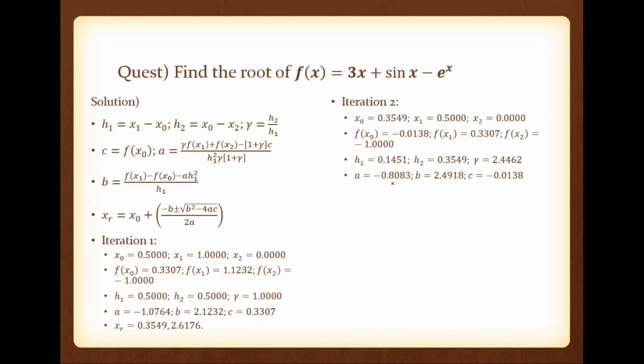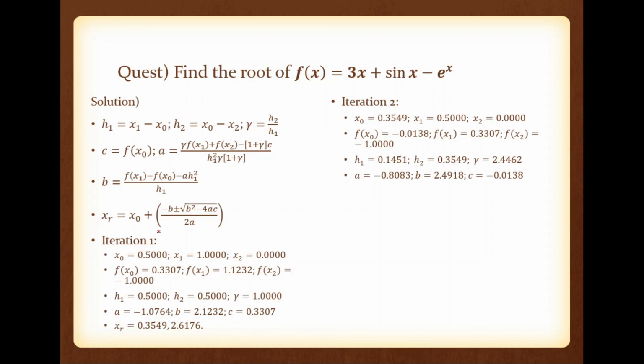So you can find B. B is equal to 2.4918. Means substitute f of x1, f of x0, and this new A. Please note, you have to substitute the new A. Then this h1, etc. into this equation. Means for this iteration, we are substituting these values only. This iteration 1 is not considered. Now we are substituting these values. So B is equal to 2.4918. So that is B. We already have C. C is minus 0.0138. So now by using this A, B, C, we can find XR.